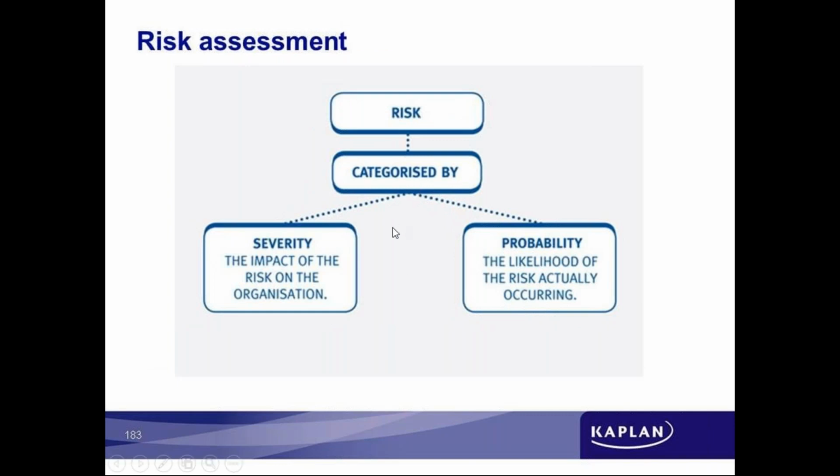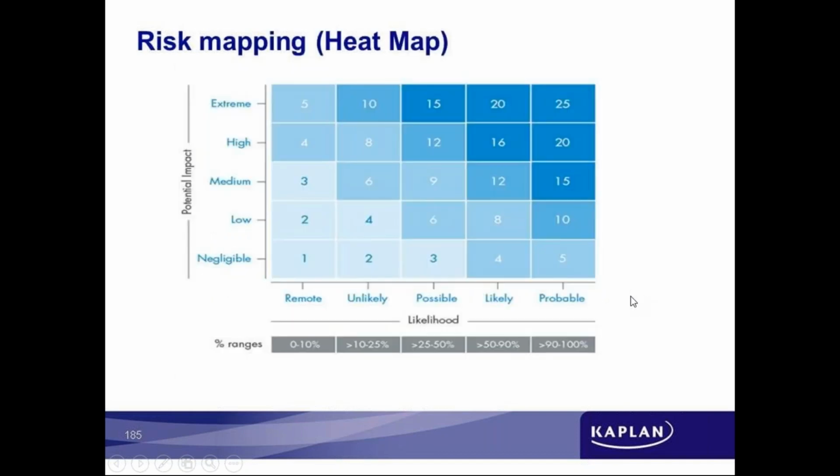So risk assessment is based on how bad the impact is, known as severity, the impact of the risk, and the chance that it happens. We call it probability, the likelihood of the actual risk occurring. A risk mapping, or we call it a heat map.